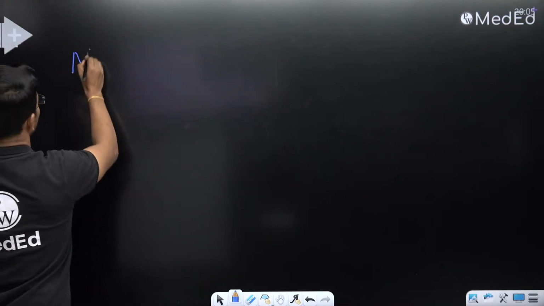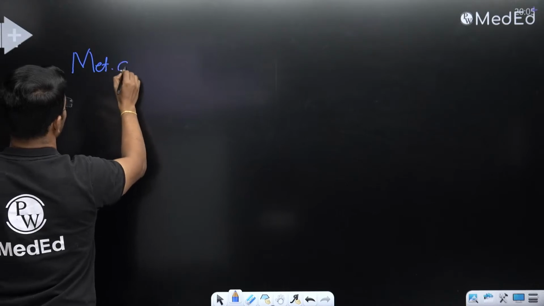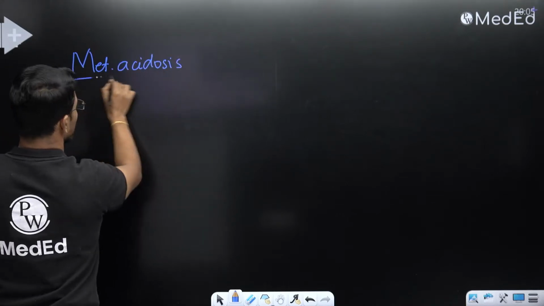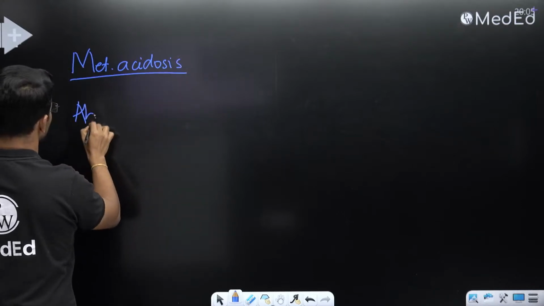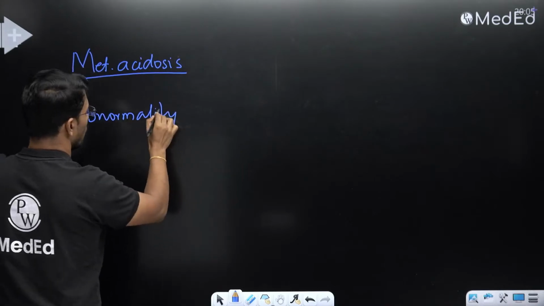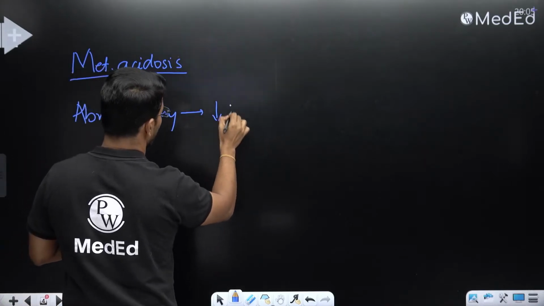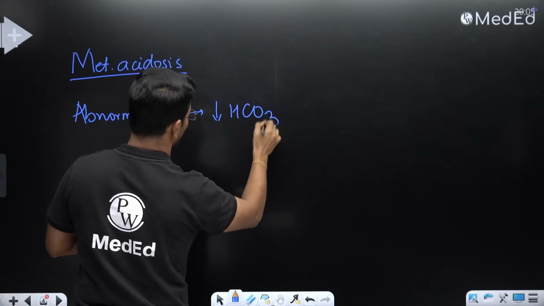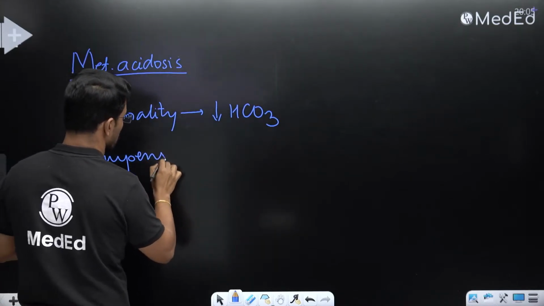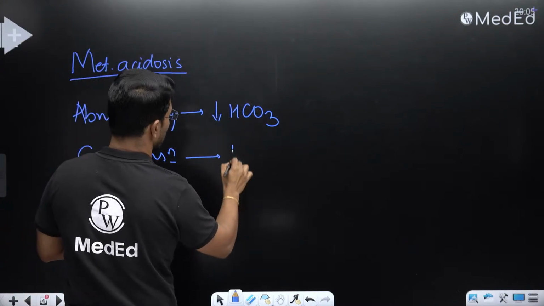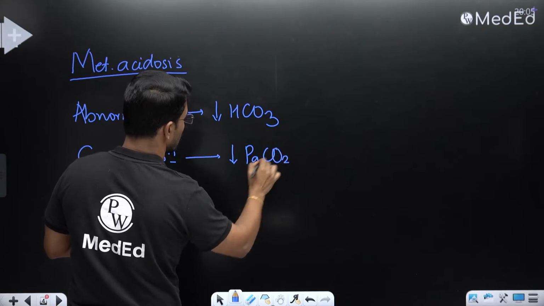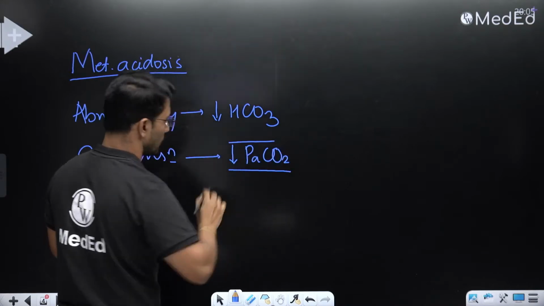In case of metabolic acidosis, how to calculate the expected compensation. I've already told you the abnormality here is decreased bicarbonate. And compensation will be in the form of decrease in PaCO2. Whether PaCO2 has decreased appropriately or not, that is what we need to know.